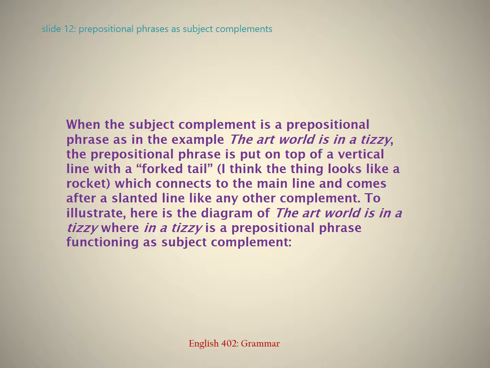When the subject complement is a prepositional phrase, as in the example, "the art world is in a tizzy," the prepositional phrase is put on top of a vertical line with a forked tail, I think the thing looks like a rocket, which connects to the main line and comes after a slanted line like any other complement. To illustrate, here is the diagram of "the art world is in a tizzy," where "in a tizzy" is a prepositional phrase functioning as a subject complement.